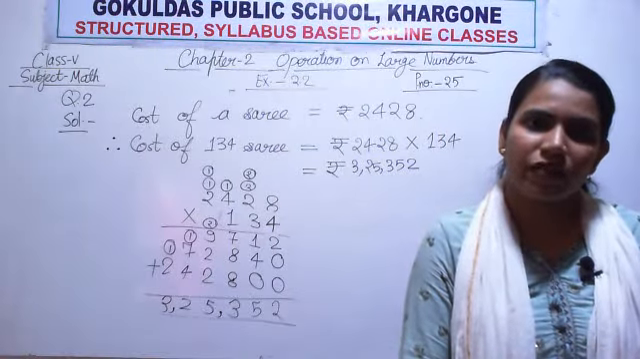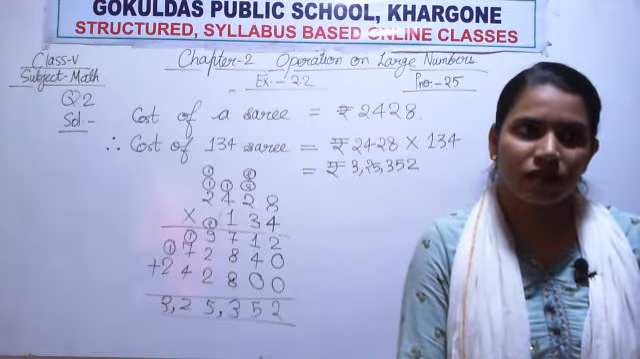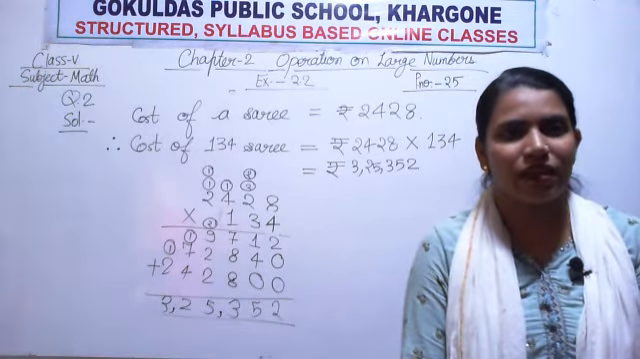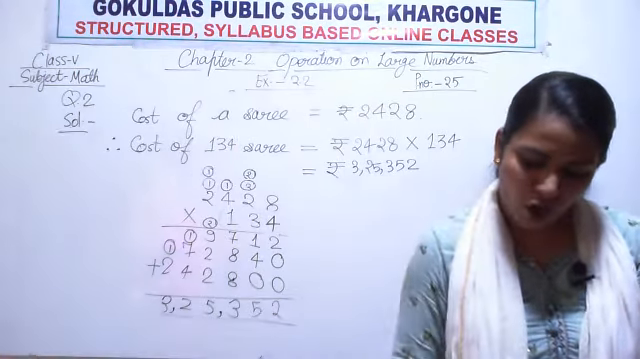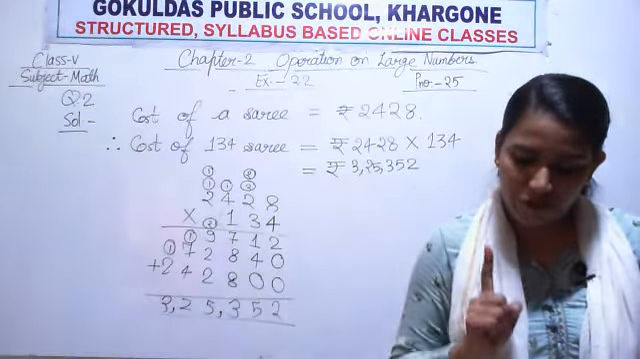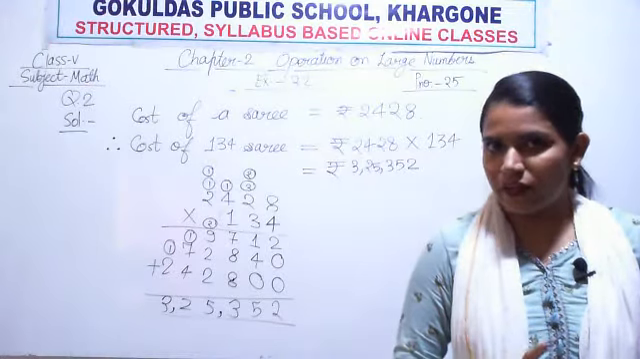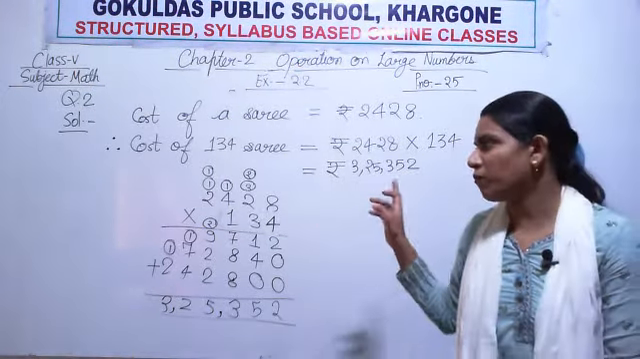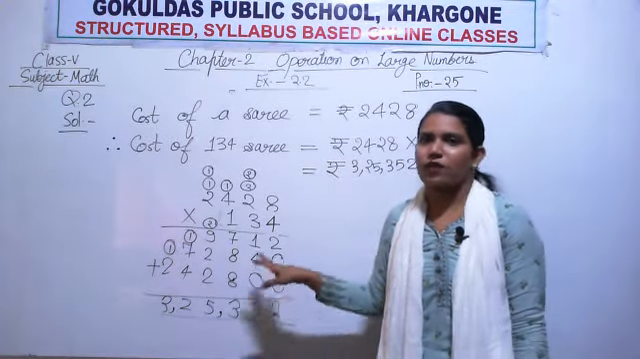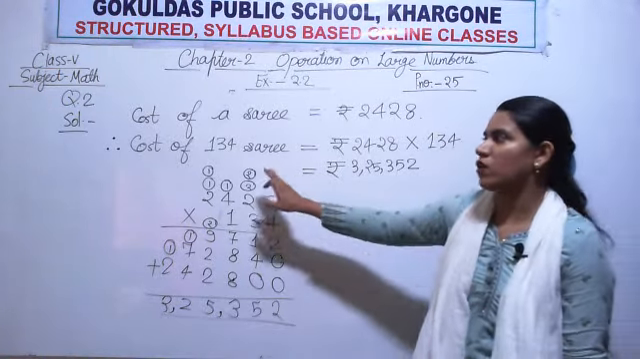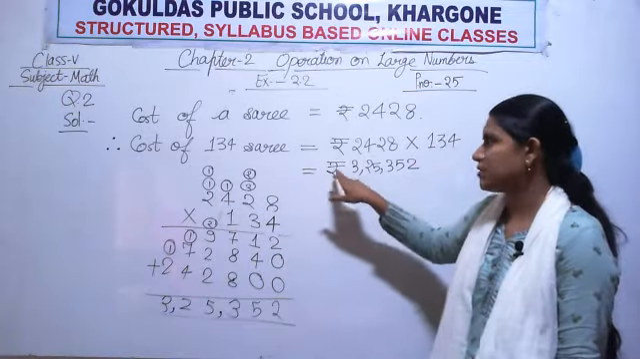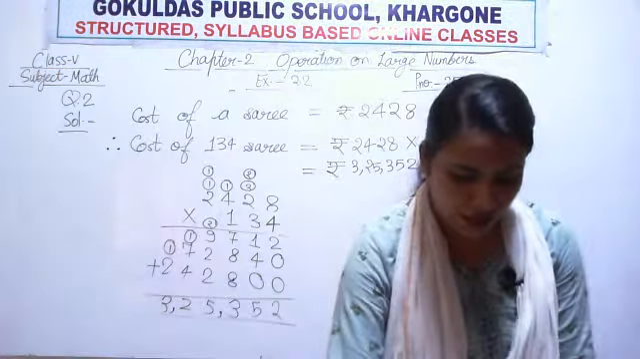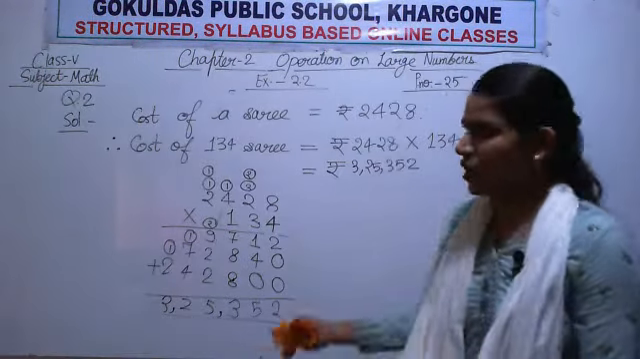How will we identify that a question is based on multiplication? We observe that if the cost for one is given and they have asked for more of the same thing, then we will perform multiplication there. What is the final answer of this? The cost of 134 saris is rupees 3,25,352. Now let us do question number 3.